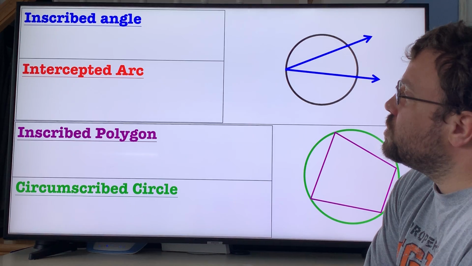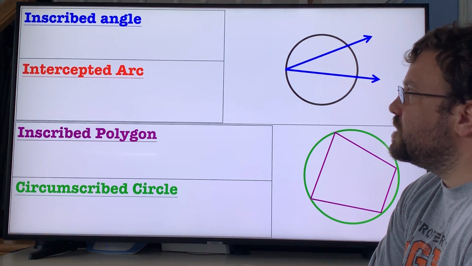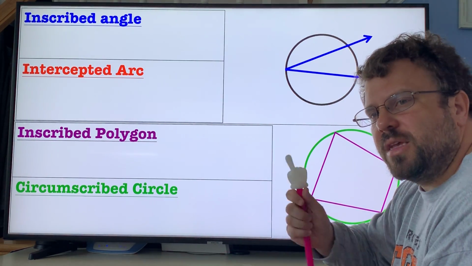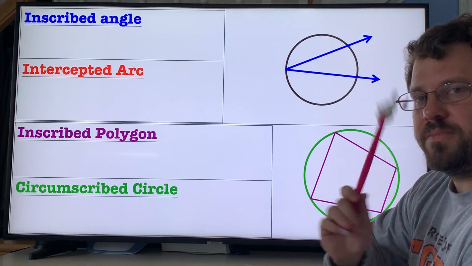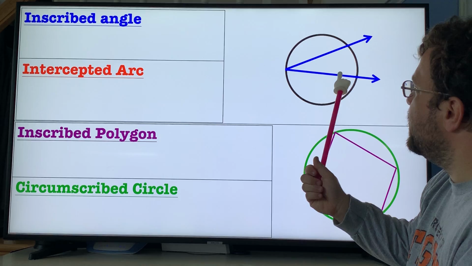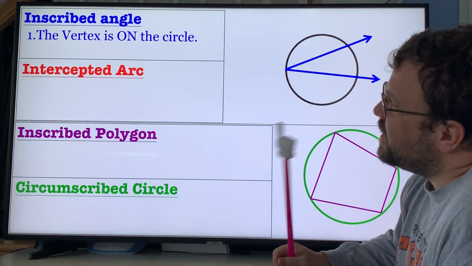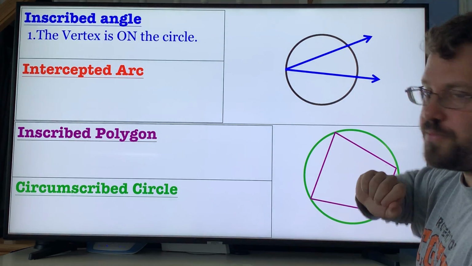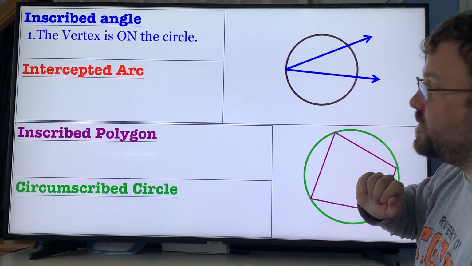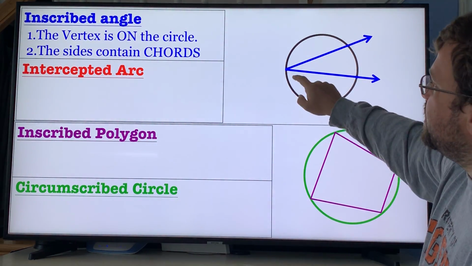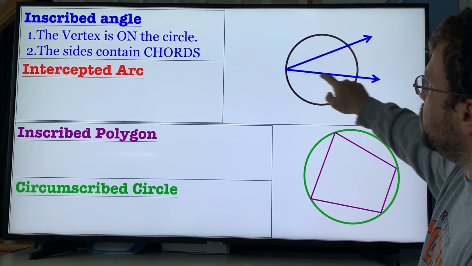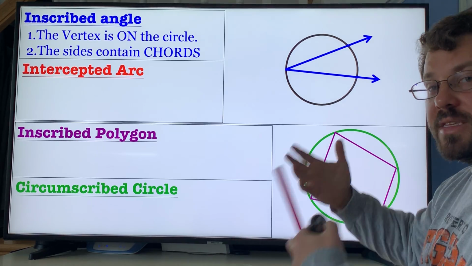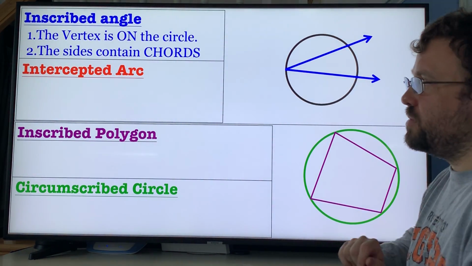Now we're going to go over 3-4 definitions. You may or may not know some of them. Inscribed angles. So what do you think that is? Does anyone know what the word inscribed means? Well, I'll give you a hint. There's your picture. So it is number 1, the vertex is on the circle. Okay, so it has to be on the circle. Number 2, the sides contain chords. All right, so pretty much an inscribed angle is an angle inside the circle on the circle.